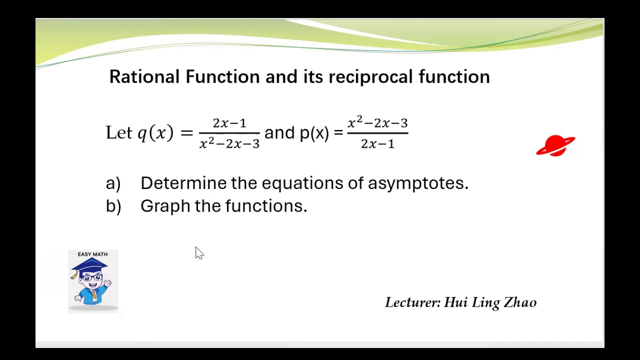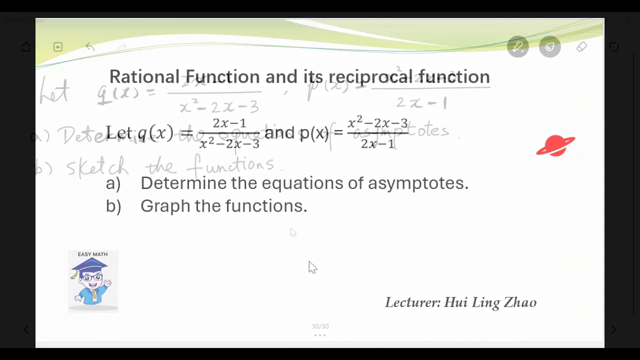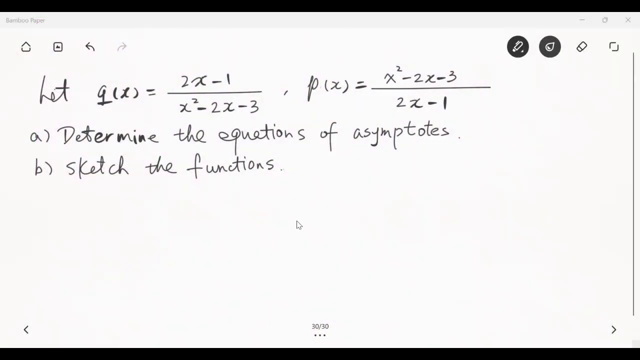There are two questions here. Number one, determine the equation of asymptote, including the vertical asymptote, horizontal asymptote, and oblique asymptote. B, graph the functions. Next, I will explain in detail. At first, we analyze the first function.